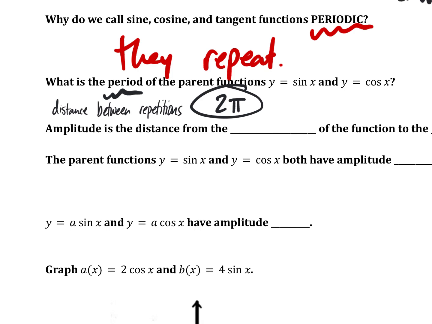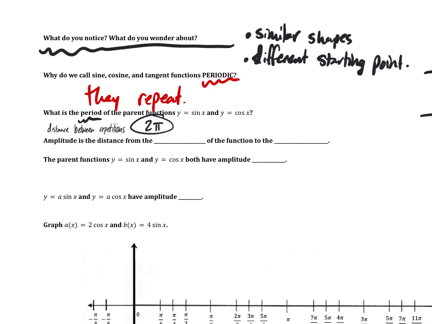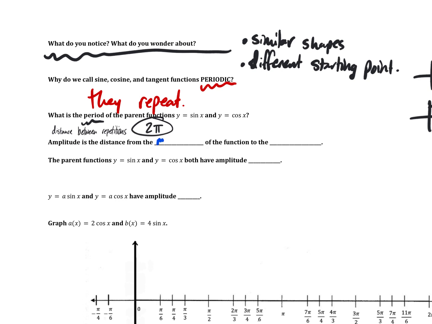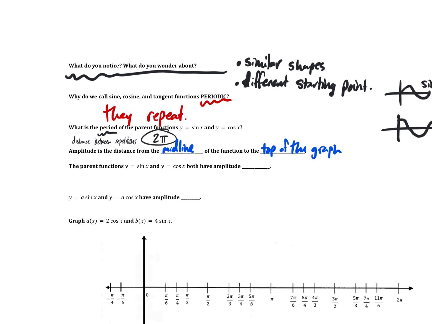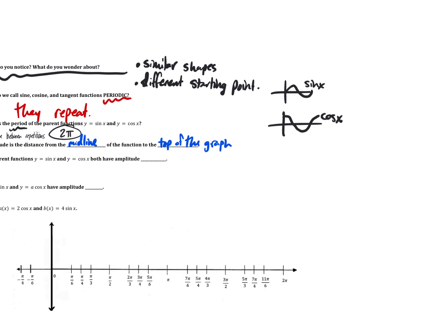Okay? Amplitude is the distance from the midline to the top of the graph. So if I go over to my graphs that I just sketched right here, this is the midline. Here as well, this is the midline. And then the top of the graph is up here and up here. And so the amplitude is the distance between here. So I'm going to label these as A, capital A for amplitude.